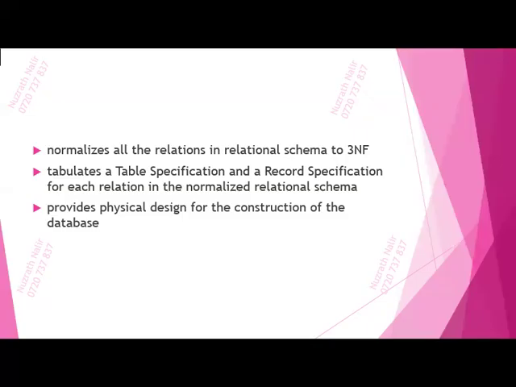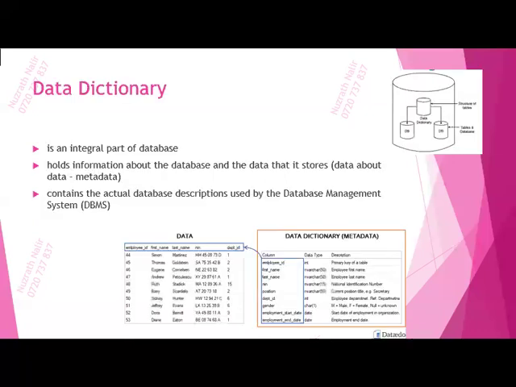The next one is a data dictionary. This is not important, but just to identify the terms we are going to discuss. Anyway, we will discuss the normalization in the coming chapter, chapter 8. Data dictionary. So the data dictionary is called metadata.